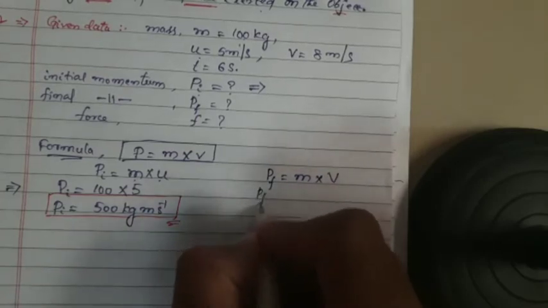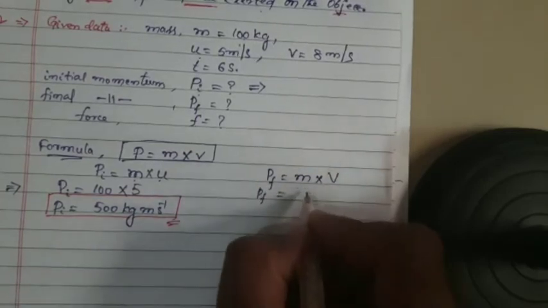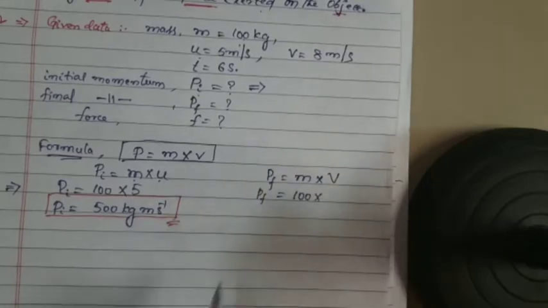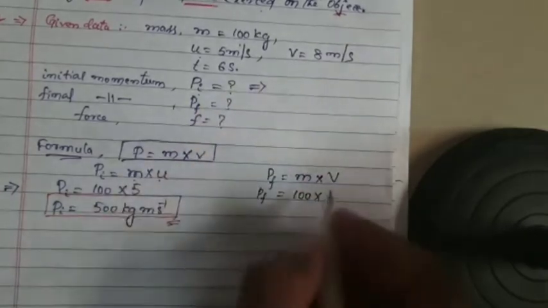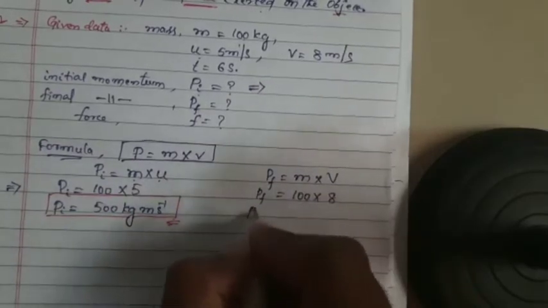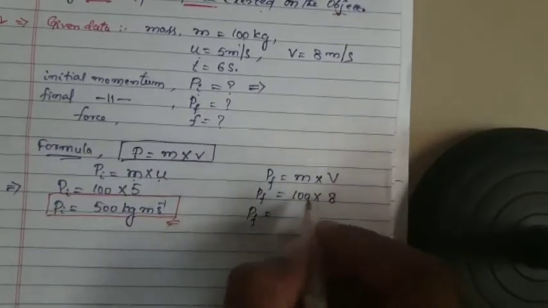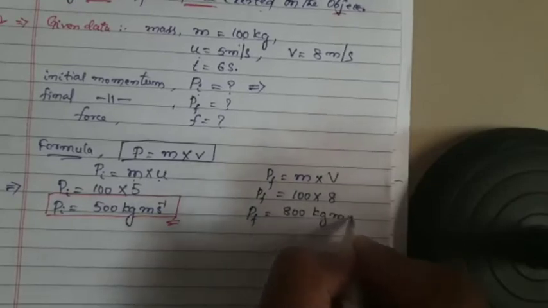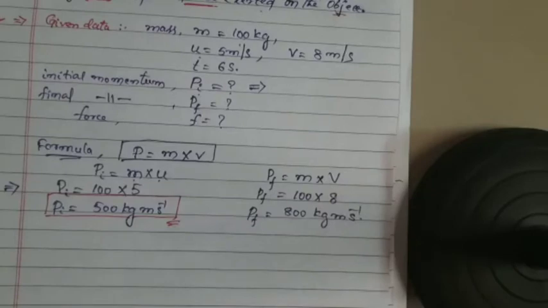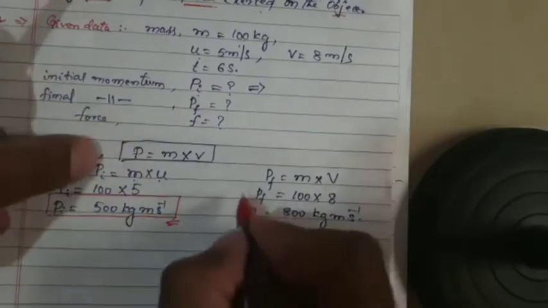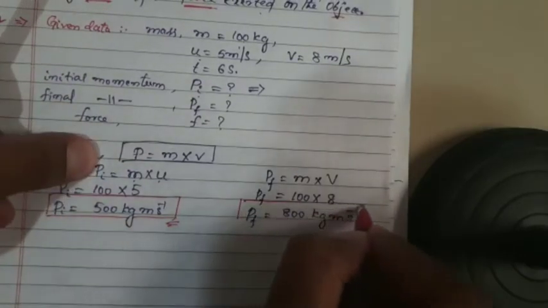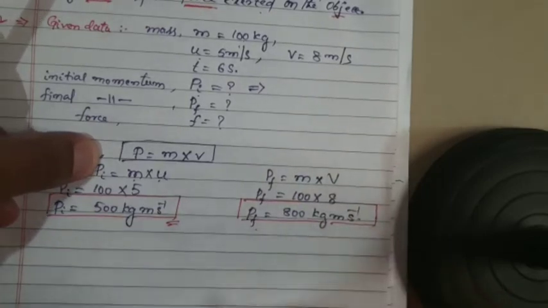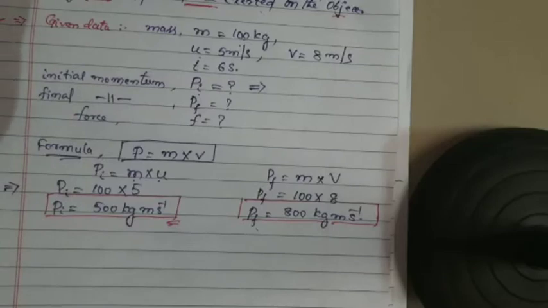Now the final momentum is equal to the mass, which is the same, it is not changing at all, that is 100 kg, and the final velocity is 8 meter per second. So let me write 8. Now the final momentum is 100 × 8 is 800 kg meter per second. If you have done it, it's very good. So now the answer for the final momentum is pf is equal to 800 kg meter per second.